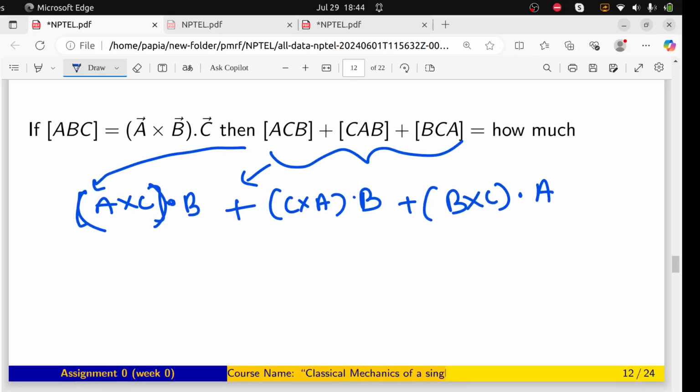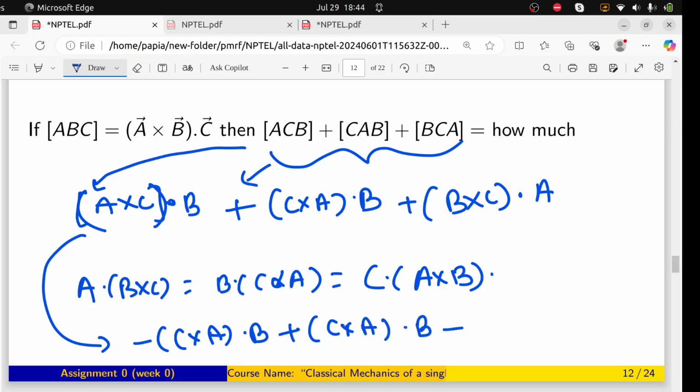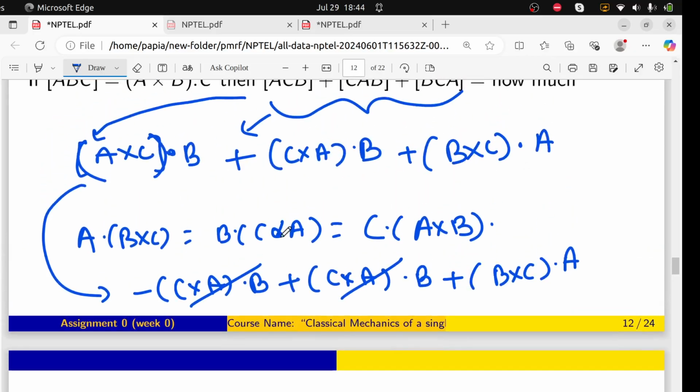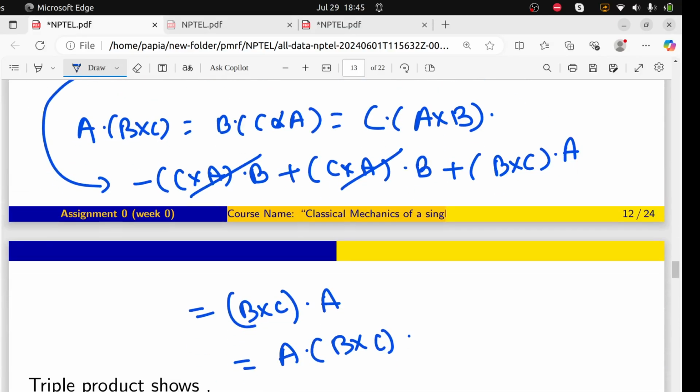Now from the vector identity, or vector calculation rule, I know that A dot B cross C equals B dot C cross A equals C dot A cross B. Now it is A cross C. A cross C means, okay, so this one I can write here, minus C cross A dot B, then plus C cross A dot B, then B cross C dot A. Now you can see this one and this one will cancel out, so it will be simply B cross C dot A, and then the B cross C dot A I can write as A dot B cross C. So A dot B cross C means, or we can write it like A cross B dot C. That can also be written.